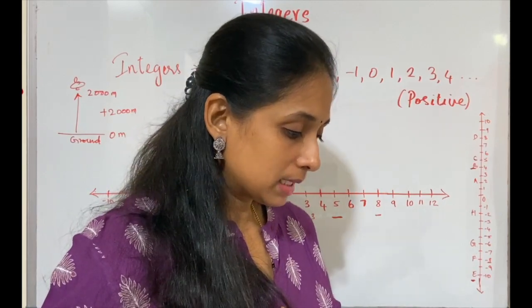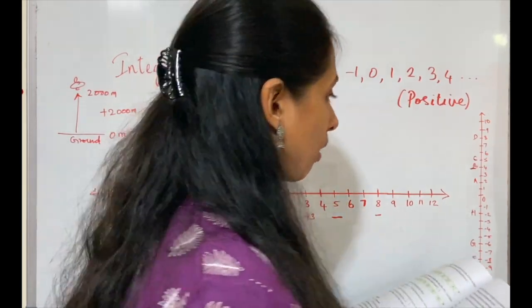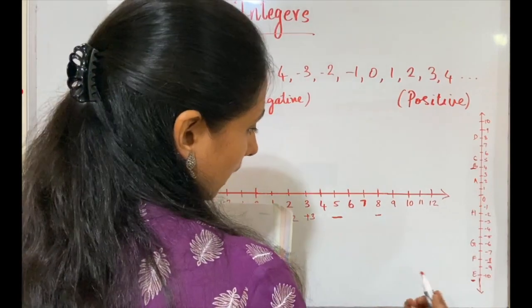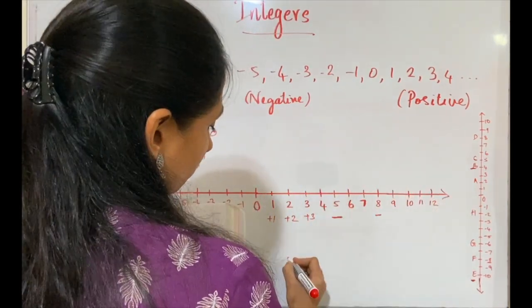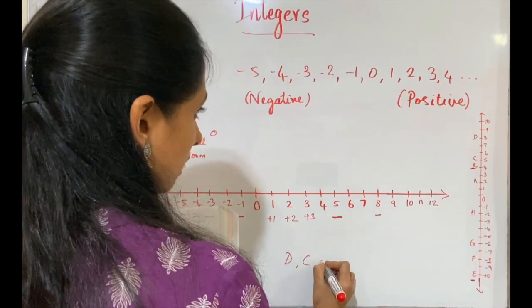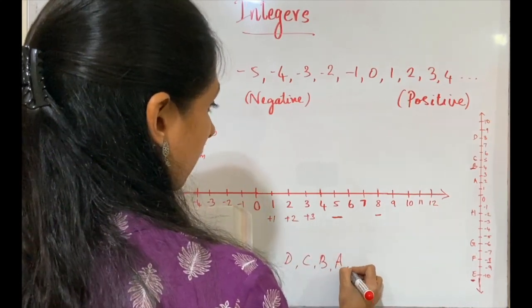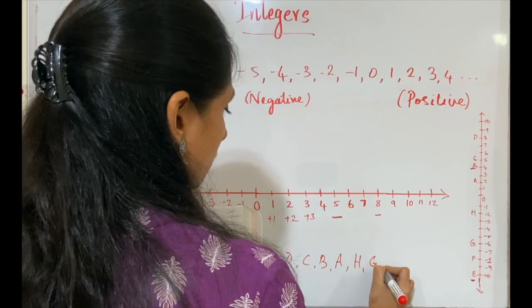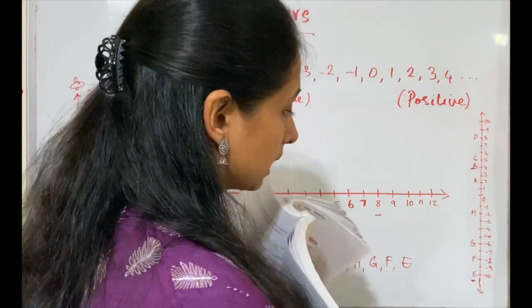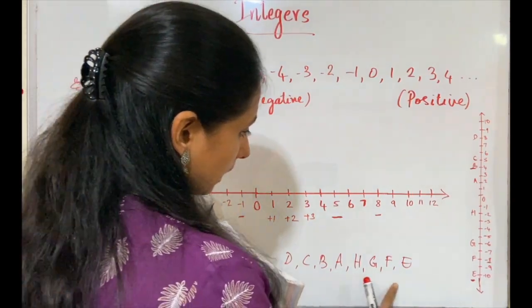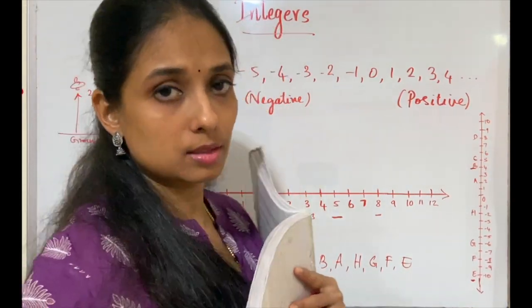Arrange all the points in decreasing order of value. So shall we write that? Decreasing order, so we have to start with the big number. D, C, B, A, H, G, F, E. This is the decreasing order. So from D it is decreasing and E is the least point.